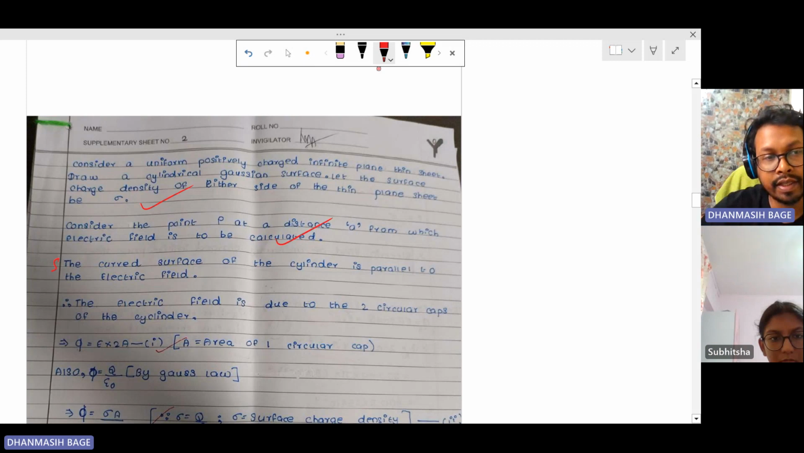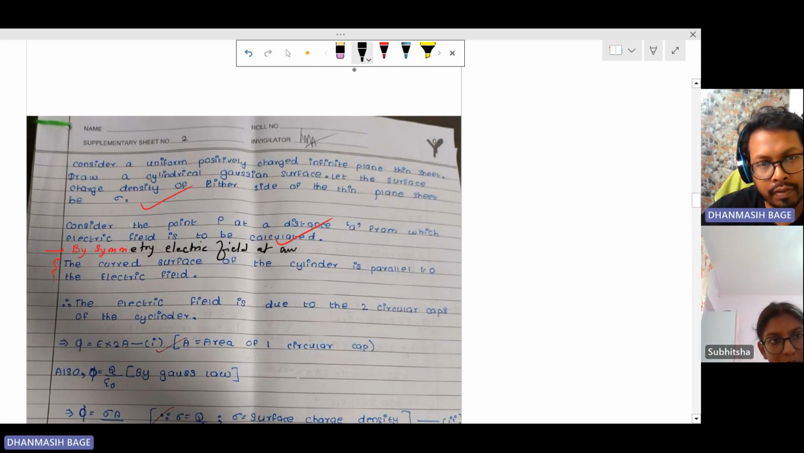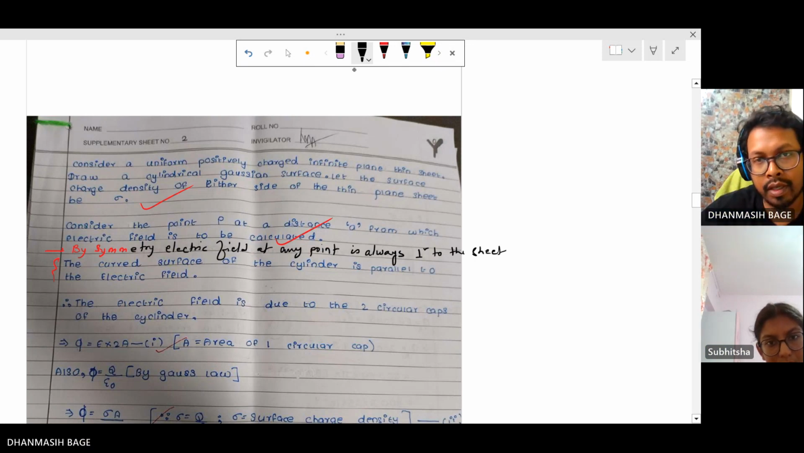Here, before you say this, you have to write one thing. By symmetry, electric field at any point is always perpendicular to the sheet. Okay.